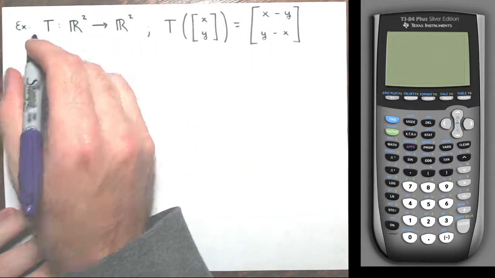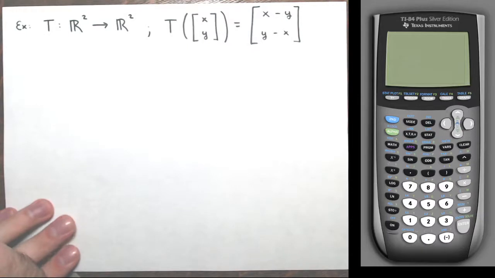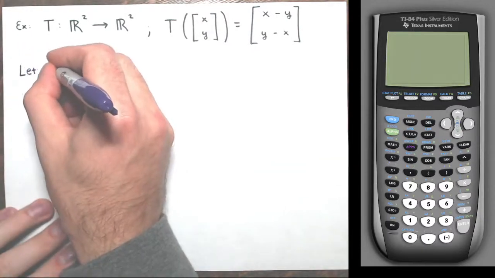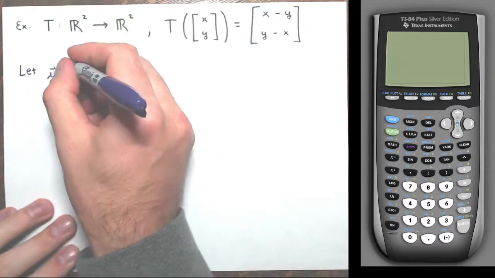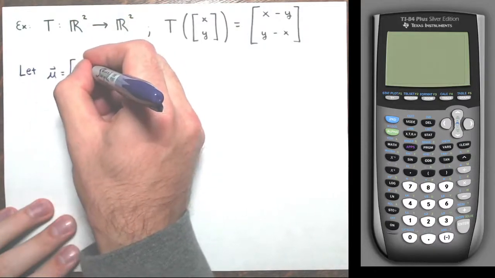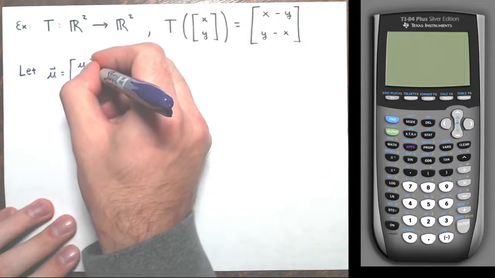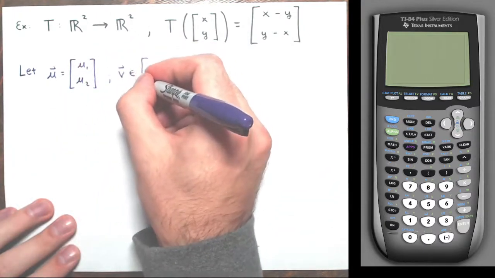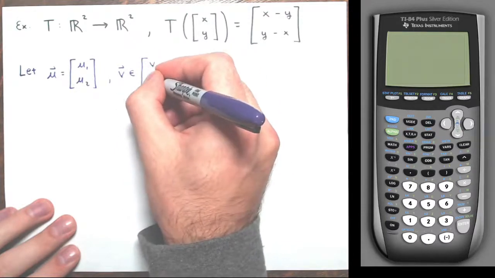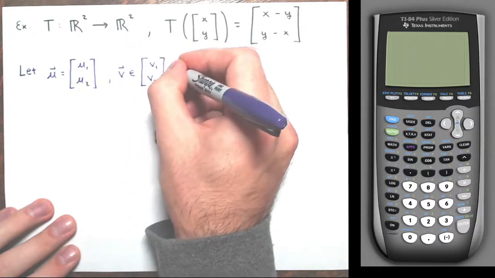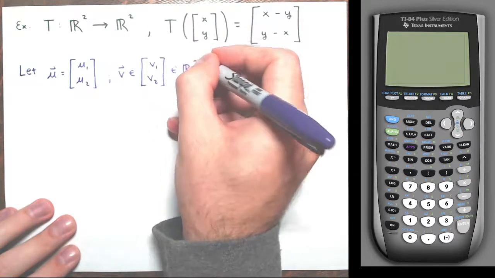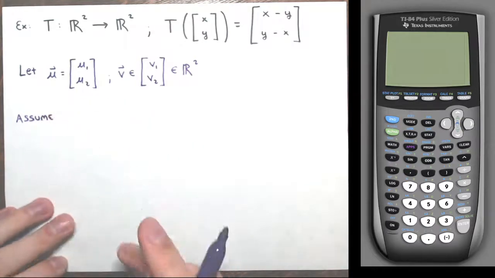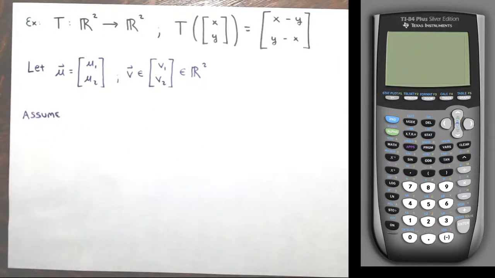So I'm trying to see if t is one-to-one. I'm going to take some generic vectors from R2, from the domain. I'll call this u1, u2, and another vector v from the domain, some general vector v1, v2. These belong to the domain, and we are assuming that their images, the outputs, are equal at these inputs.